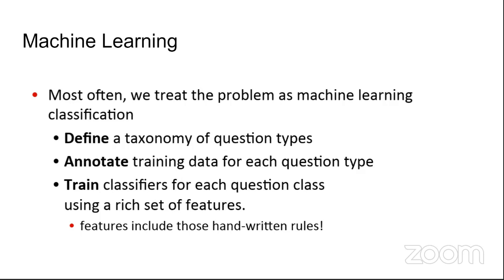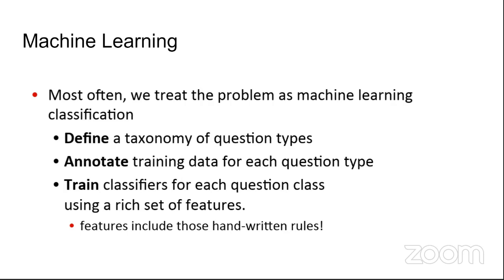Such data sets used to be really scarce before, I think, TREC as a data set came out. TREC also held competitions on question answering at that point of time. And right now, I think SQuAD, Stanford, we will talk about it. SQuAD is the data set which people prefer to use. And SQuAD also has two different versions. So once you annotate the training data for each question type, for each class, there have to be a lot of questions, a lot of answers. And then you train your classifier for each question class using features.